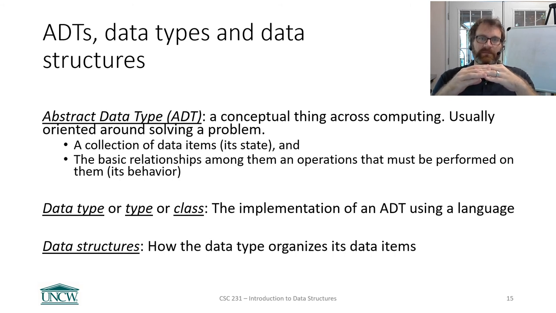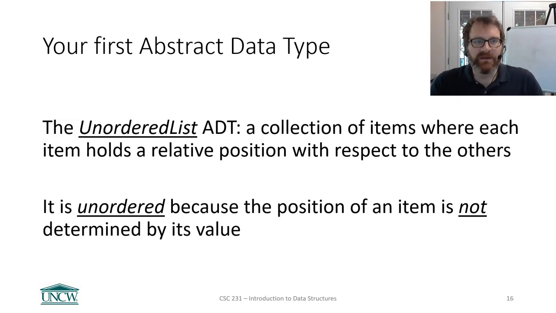That's a data type. And finally, the highest level, the abstract data type: just what is this thing that solves problems and what can it do? Okay, so you have been working with an abstract data type, an ADT, but we didn't call it that. Your very first one is what we call the unordered list ADT.